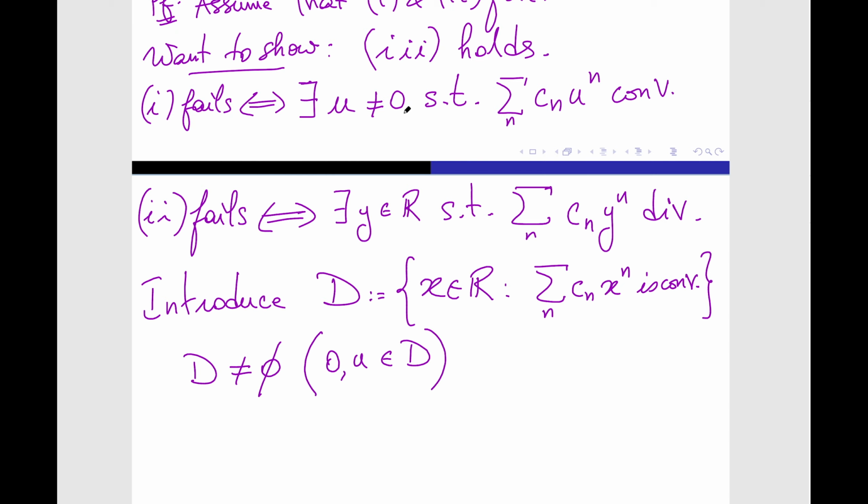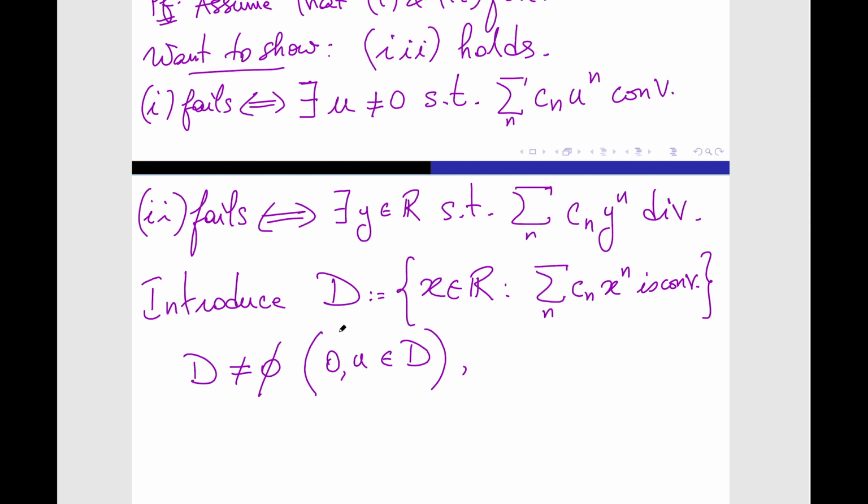Correct? U is the guy that I know here, right? So this series converges when you replace X by U. So certainly U is in the domain D, correct? Because it allows the series to converge. And 0 as well, because if you replace X by 0, you get the convergence as well. Okay, so D is non-empty.